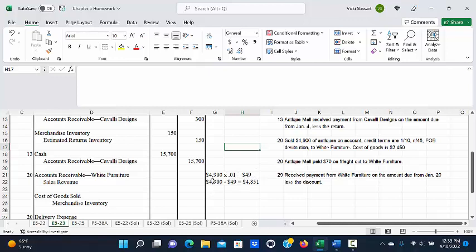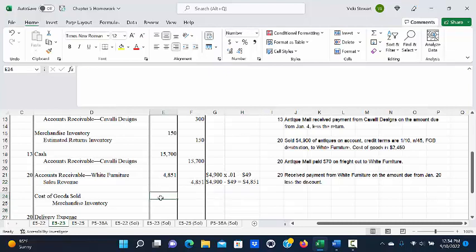So to calculate the discount, we take the amount of the invoice, $4,900, times the discount, 1%, and we get $49. We subtract that from the invoice amount, and we get $4,851, and we would debit accounts receivable for that amount and credit sales revenue for $4,851.